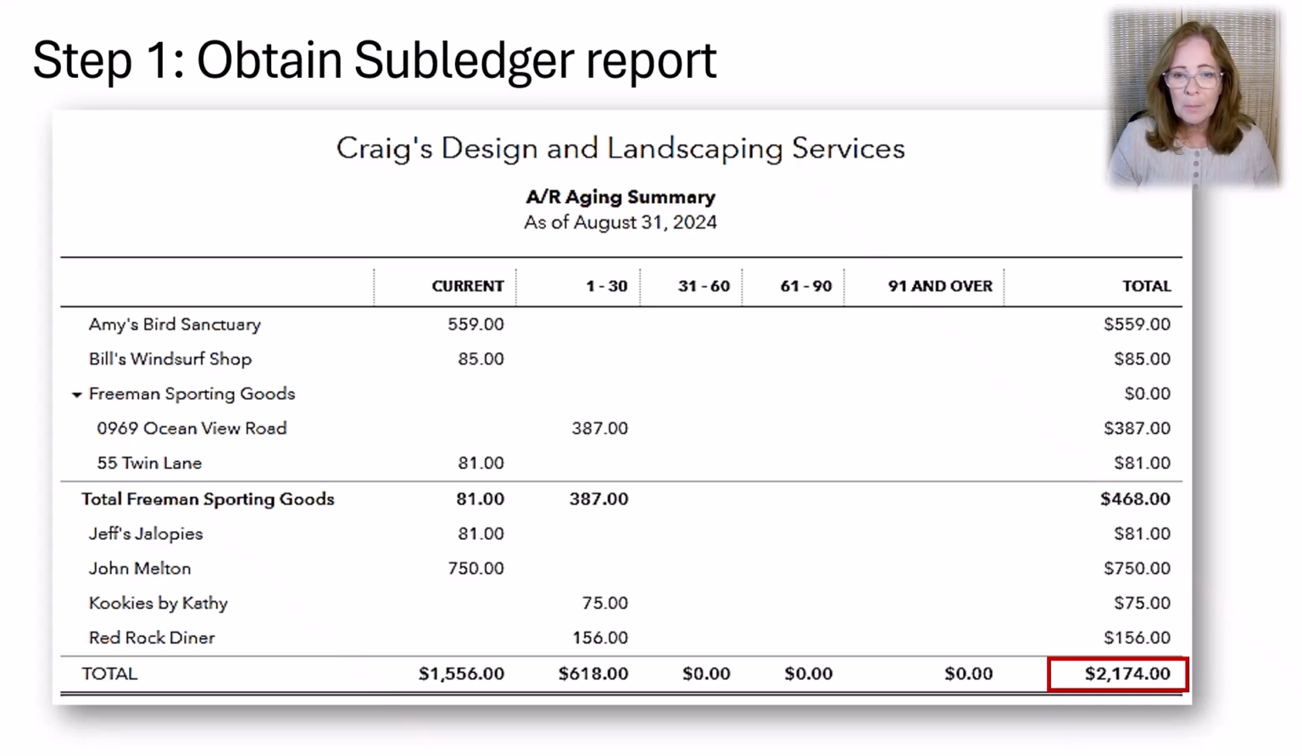And this is the subledger report for the accounts receivable account called the AR Aging Summary for Craig's Design and Landscaping Services. It's called an aging report because it lists all unpaid customer invoices by age, meaning the number of days past the due date of the invoice. This AR aging report shows that a total of $2,174 is due from customers and $618 are between 1 and 30 days past the due date of the invoice.